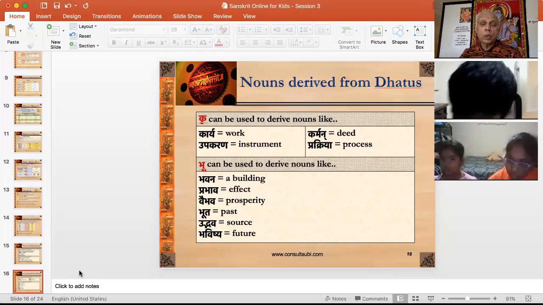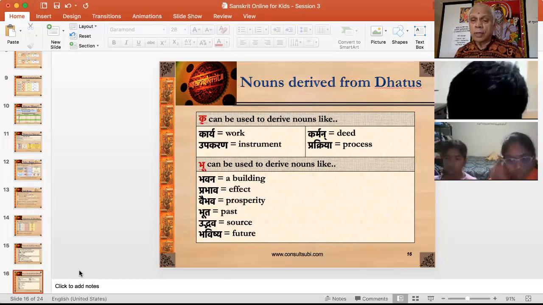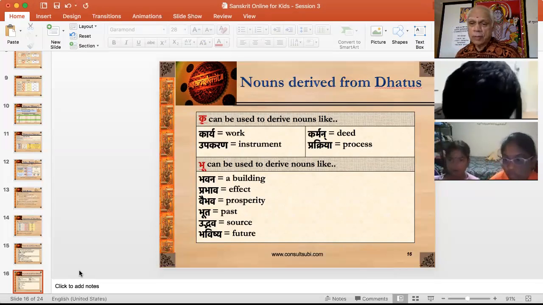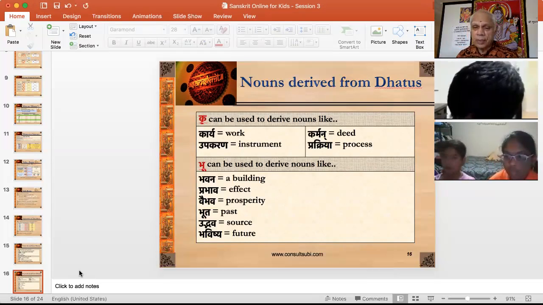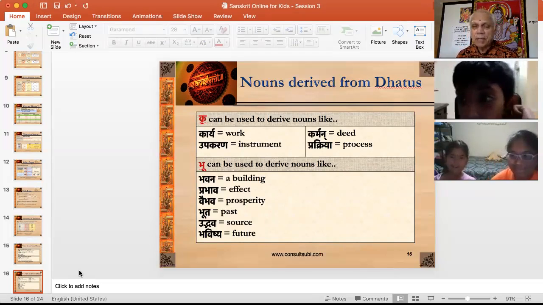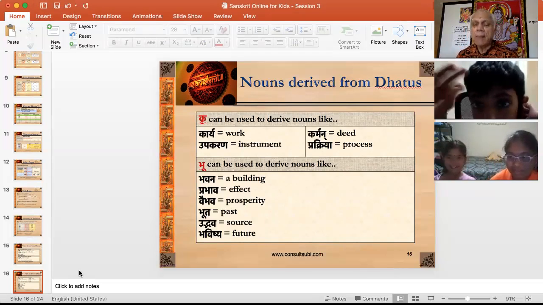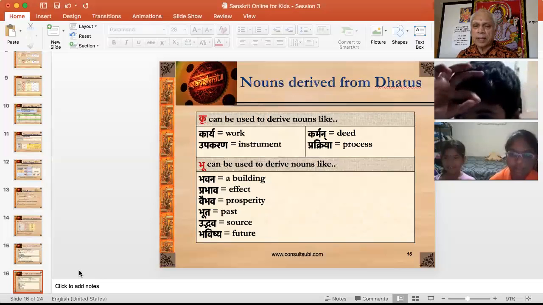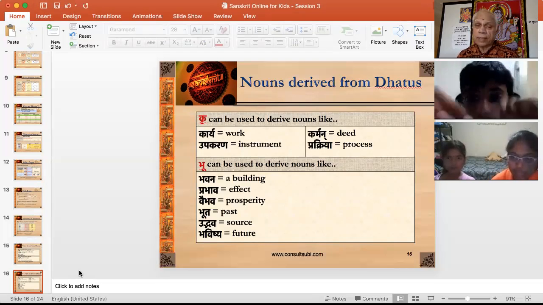Likewise, bhu, you can use it for words like bhavan. You know, there are restaurants called bhavan. You have Santosh Bhavan, Vasanta Bhavan, Shanti Bhavan, and so on. You have many restaurants called bhavan. It means there is a building there with a particular name. Bhavan means building. Prabhavam means effect or somebody who's got certain name.